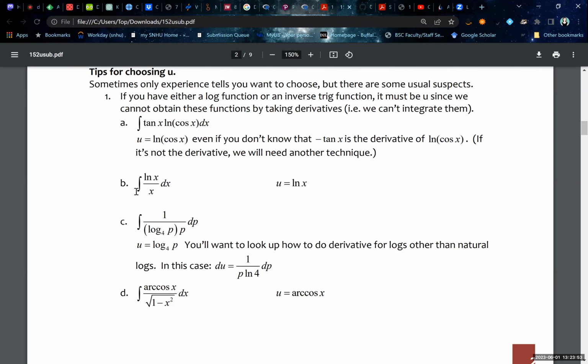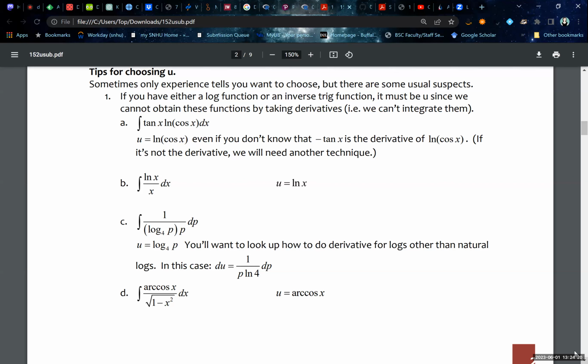Now, in this particular second example, we have log x over x. Again, logs tend to make good substitutions. And you'll notice that the derivative of log x is 1 over x. So this is essentially like that case 1 example. It's the log x function times its derivative, because we could rewrite this as log x times 1 over x. So that is that case 1 function.